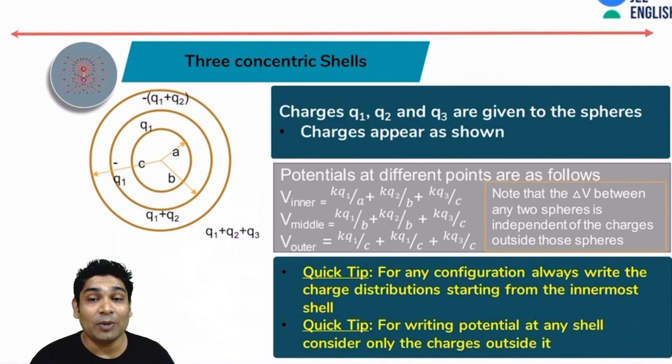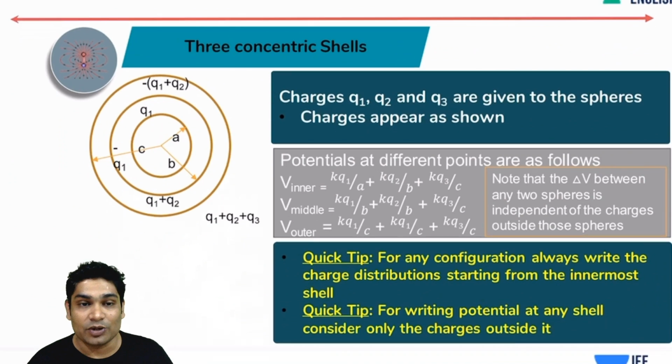Next, for writing the potential of any shell, consider only the charges that are lying outside the shell. All the charges lying on its inner surface and inside the shell do not contribute to the potential. Remember, we had discussed this in the last video, when we talked about a conductor and charges inside the cavity. No charges inside the cavity contribute at any point outside the cavity. So that is the thing that we are using. Please remember these two quick tips that will help you find the charge distribution.